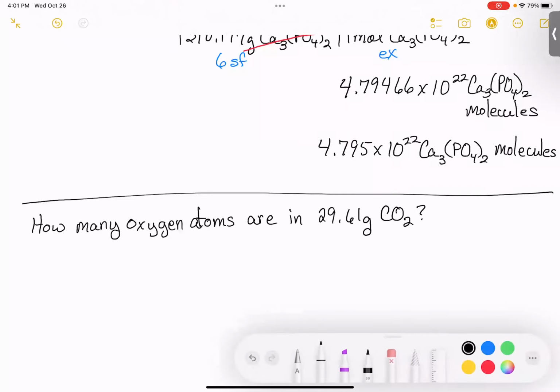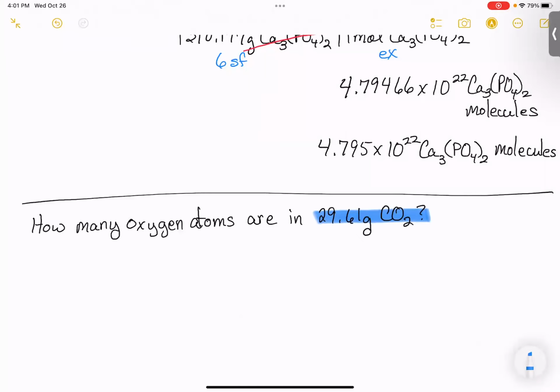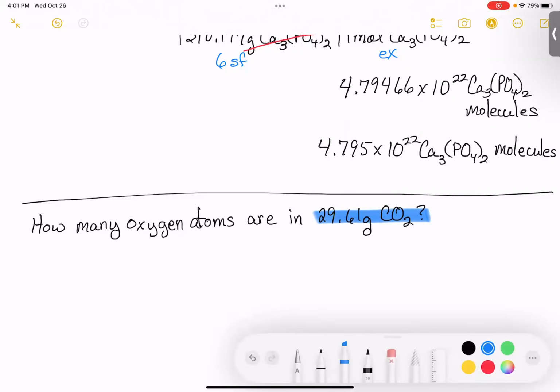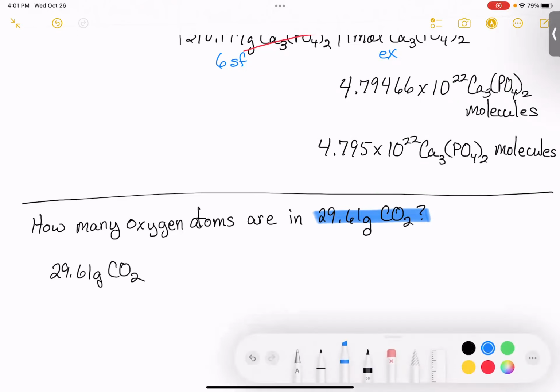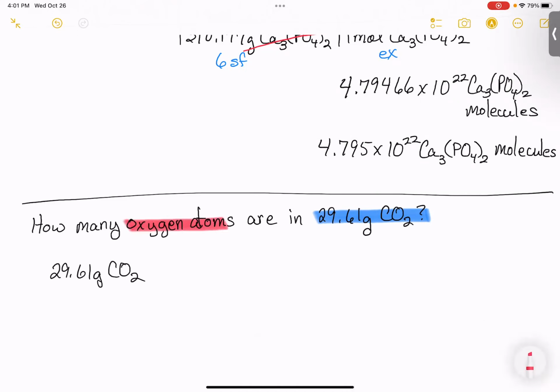You start by identifying what you have been given. I have been given 29.61 grams of carbon dioxide. Identify what you want to solve for. I want to know oxygen atoms.